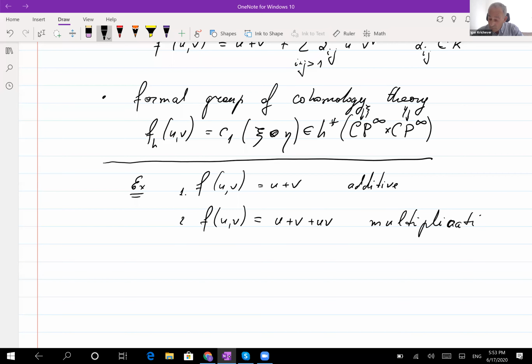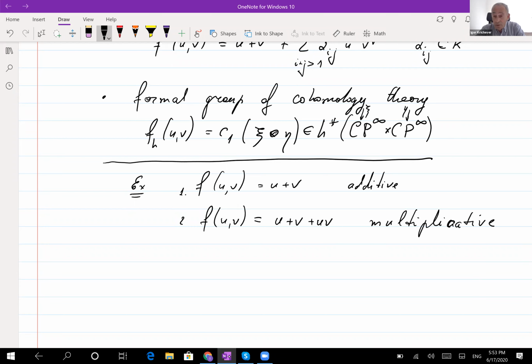This is again a formal group. You can check that this indeed satisfies a surjectivity condition. And for today's purposes, I'll present also another, which is not so obvious.